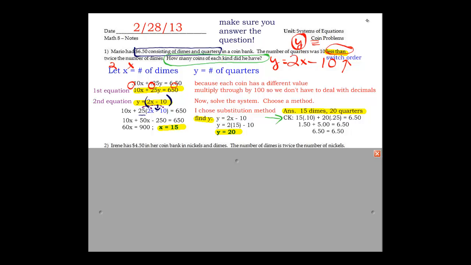Now since we're dealing with money, I'm going to say, well, since I have 15 dimes, I say 15 times 10. And if I have 20 quarters, does the value equal $6.50? So our check is a little different when we're dealing with coins. All right, let's take a minute to digest this, go through it again, and see if you understand it. Moving on.